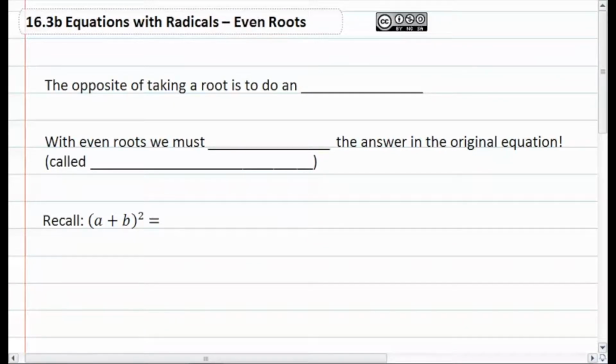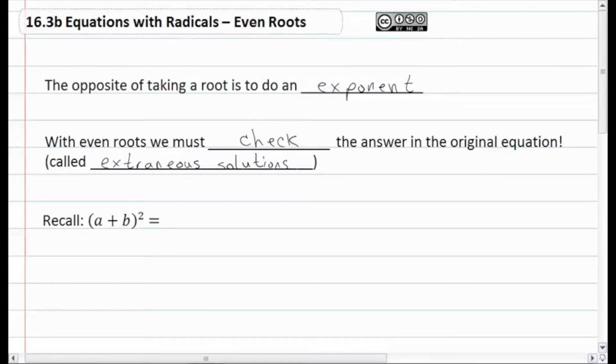16.3b, Equations with radicals, even roots. The opposite of taking a root is to do an exponent. With even roots, we must check the answer in the original equation. These are called extraneous solutions.